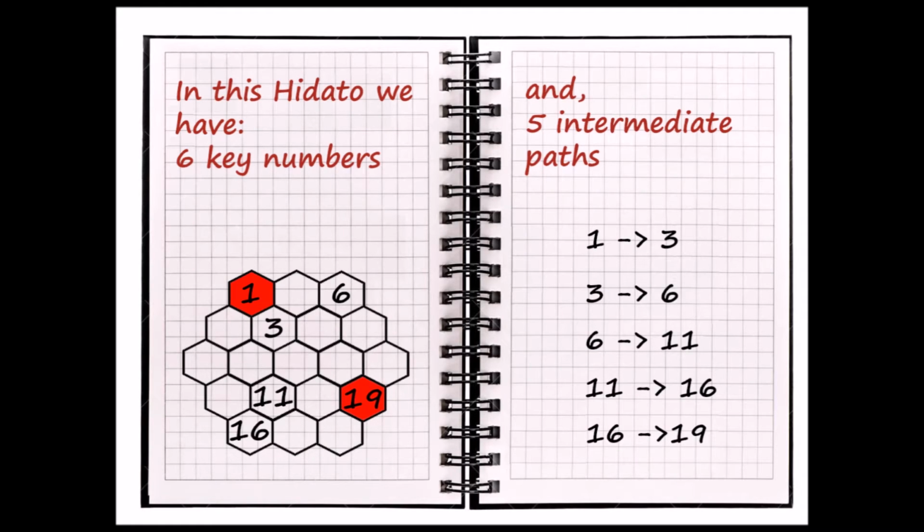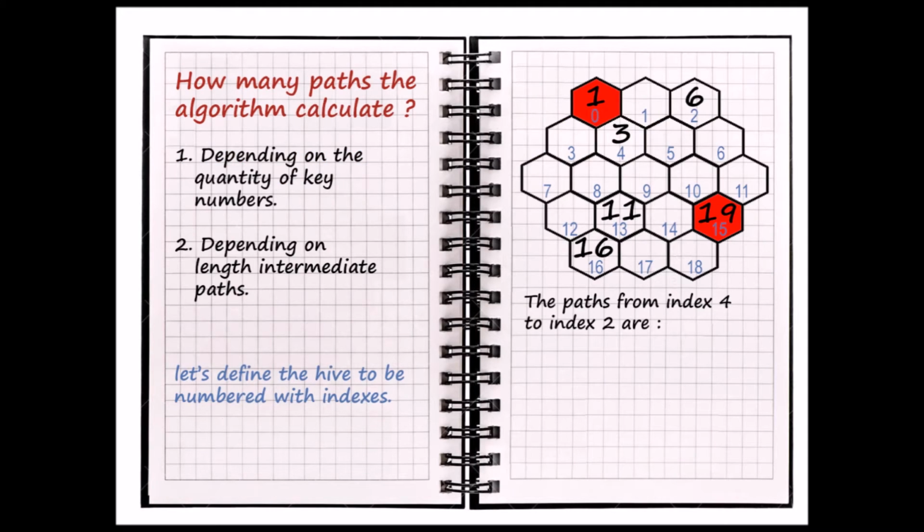In this Hidato, we have 6 key numbers: 1, 3, 6, 11, 16, 19, and 5 intermediate paths: from 1 to 3, 3 to 6, 6 to 11, 11 to 16, and 16 to 19. So how many paths does the algorithm calculate? It depends on the quantity of key numbers and on the length of the intermediate paths.